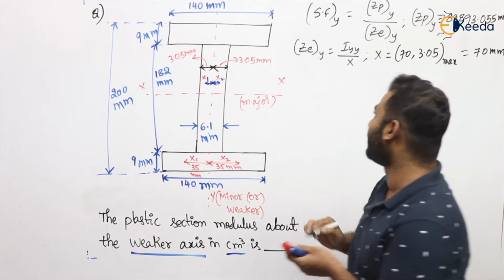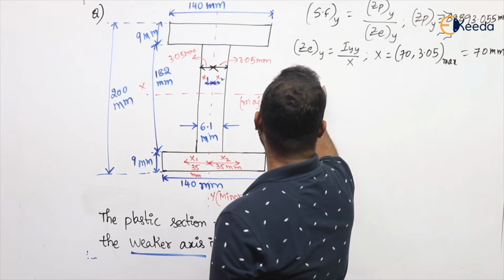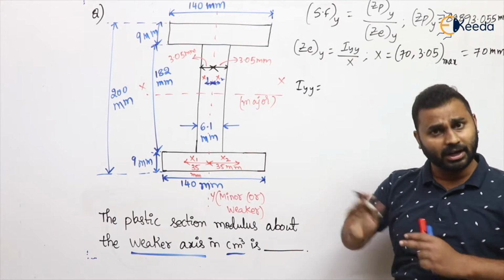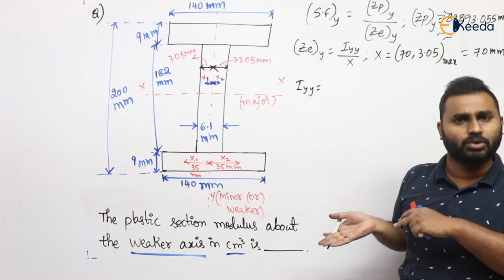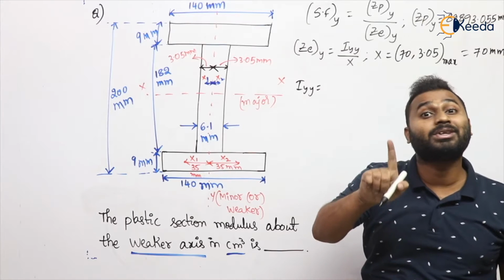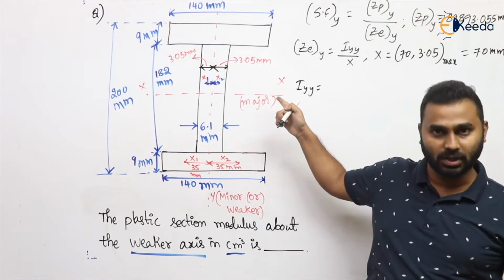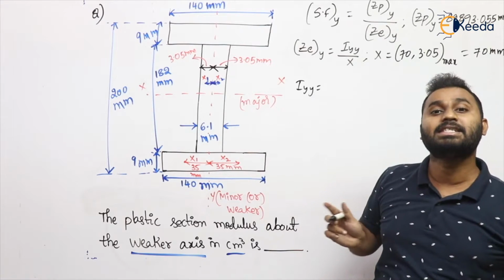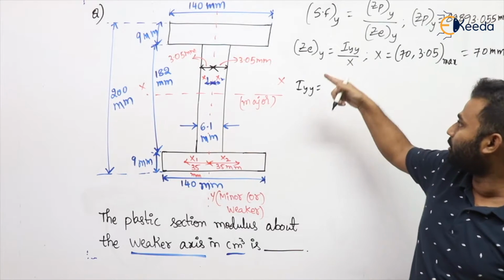Now coming to I by Y. How to calculate I by Y? All these are concepts of strength of materials, but they are well required in steel also to solve these questions. And this question was a 2 mark question in GATE 2018. Clear, everyone? Now coming to our discussion.